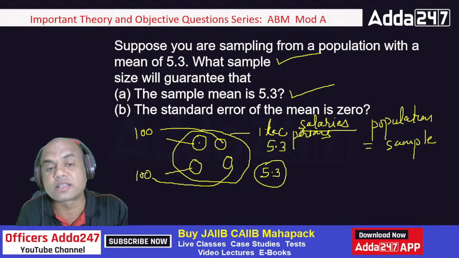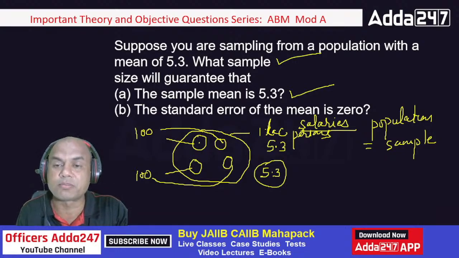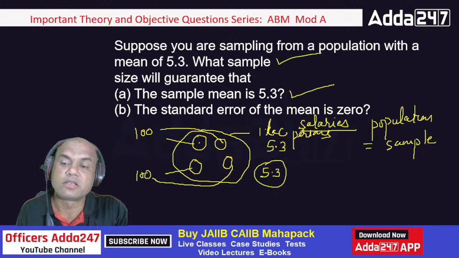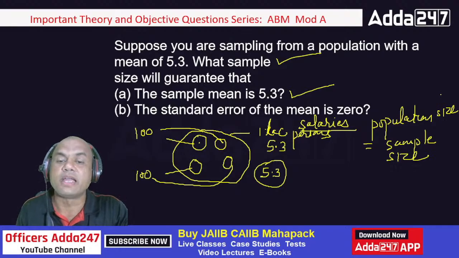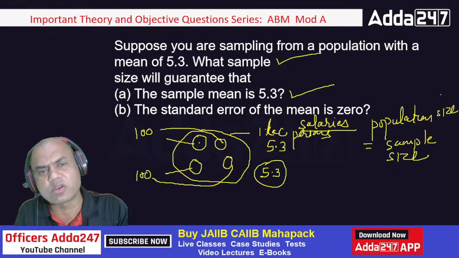So here the answer to what sample size will guarantee this is: the sample size will be equal to the population size. This is your answer. And the standard error of the mean is 0, so that automatically becomes 0.